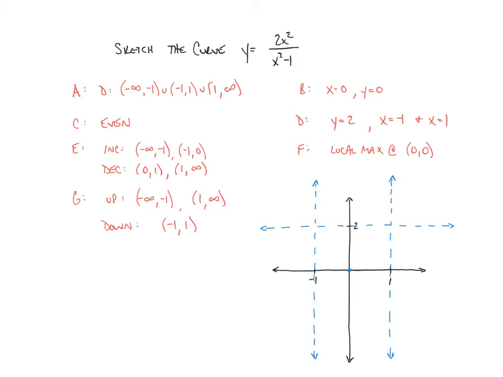So I'm going to sketch in what my function is doing there. So we've got a horizontal asymptote and we've got a vertical asymptote. So our function must be doing something like that. And we decided that over here, it's got to be doing the same thing. And it's approaching those asymptotes, but never reaching them.